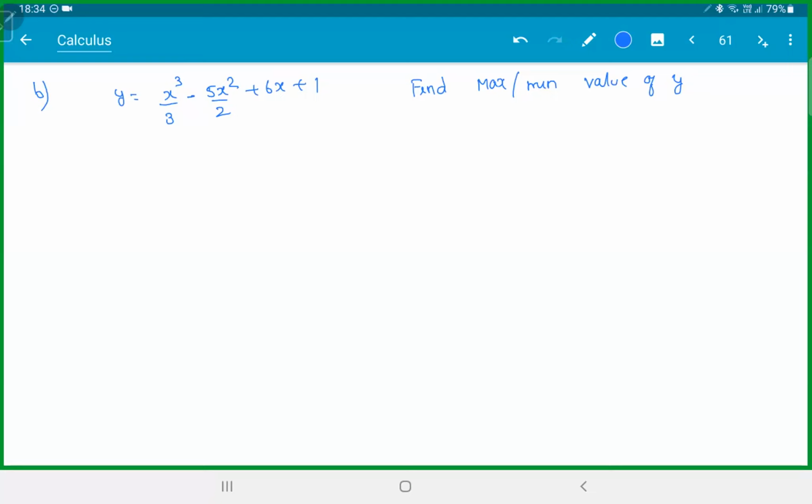Maxima is at 2 and minima is at 3. But I didn't ask you that. I asked you what is the maximum and what is the minimum. So you have to put 2 and 3 in the Y value and get the values again. Try. One more minute, everyone.